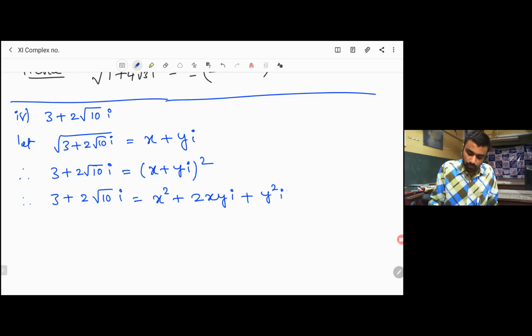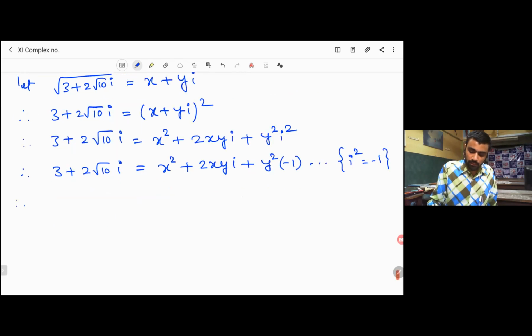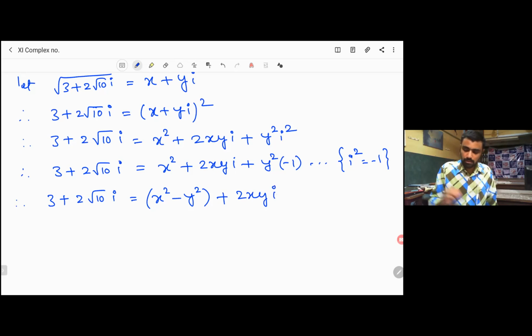Therefore 3 plus 2 root 10 i is equals to x square plus 2xyi plus y square i square. In place of i square, we put -1. I square is equals to -1. So this becomes 3 plus 2 root 10 i is equals to x square minus y square, real terms, plus 2xyi, imaginary term.